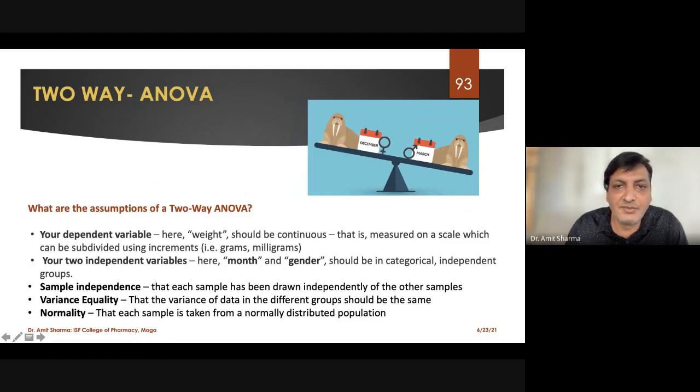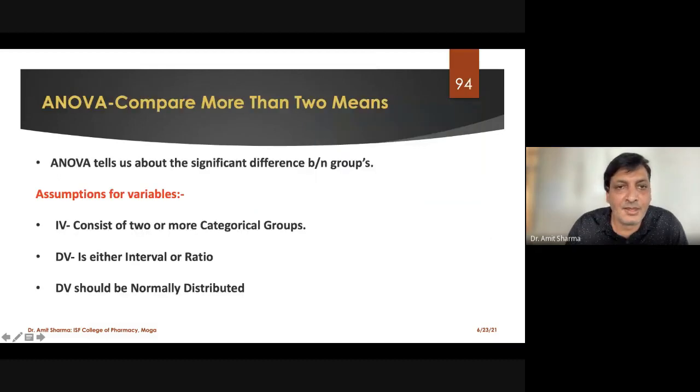The difference between one-way ANOVA and two-way ANOVA I have already discussed. Whenever we add a factor, for example, we want to find out how many seals reach a particular beach in the months of December, January, February, and March, but we want to find the number for males separately and females separately. That means gender we have added as a factor, so the test will be called a two-way ANOVA. Otherwise, it will be considered one-way. So ANOVA tells us about the significant difference between the groups.